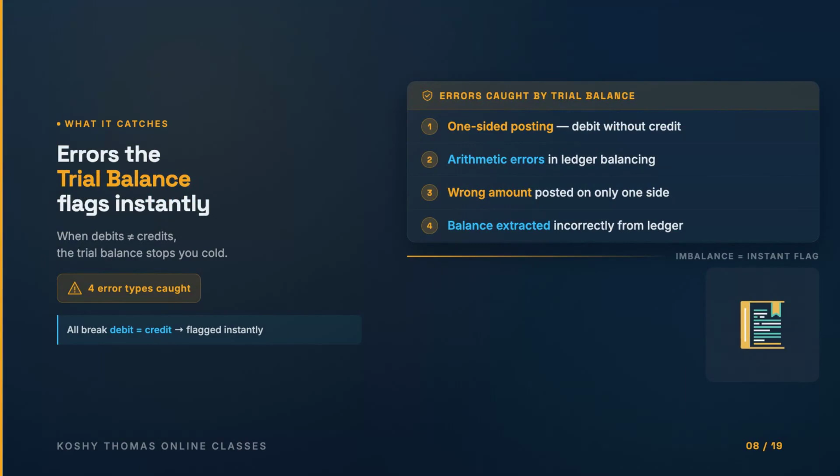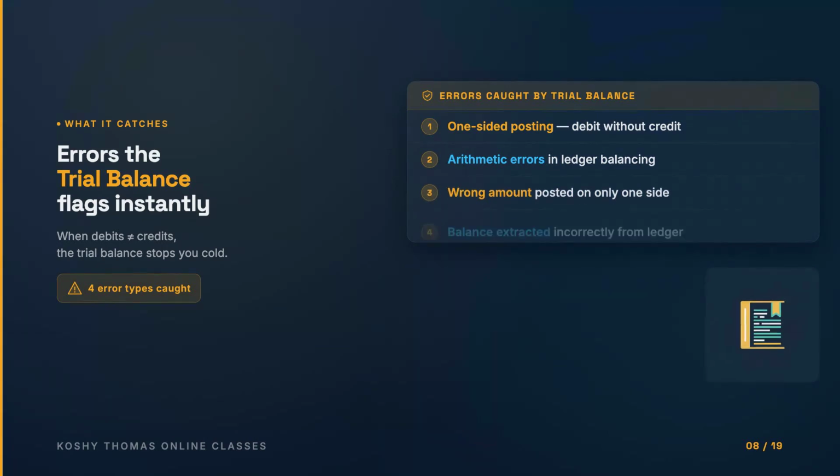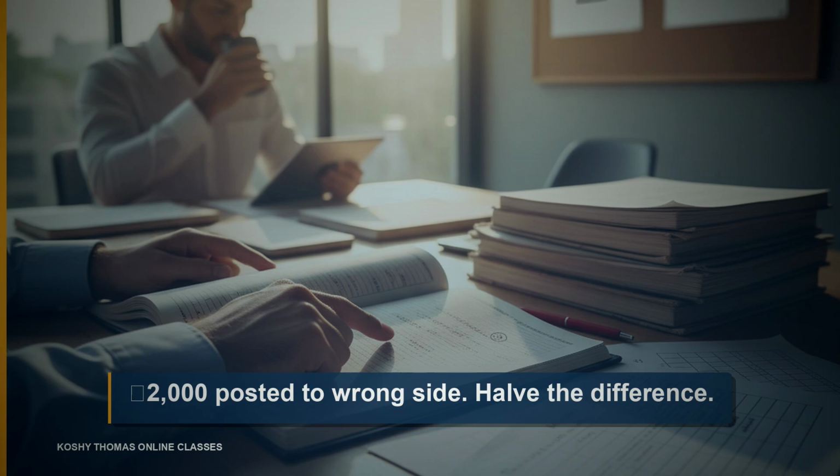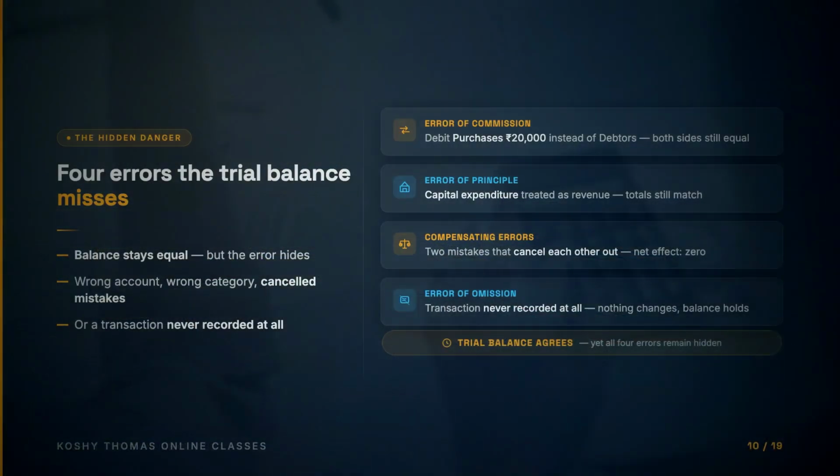1. One-sided posting. You debited cash but forgot to credit sales. The columns won't agree. 2. Wrong totaling in the ledger. Arithmetic slip while balancing an account, caught. 3. Wrong amount posted on just one side. Say you debited 5,000 Indian rupees but credited 500 Indian rupees. The difference shows up. These errors all break the arithmetic, and the trial balance flags them immediately.